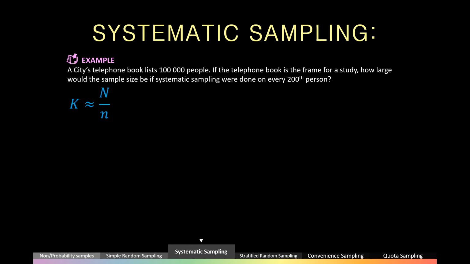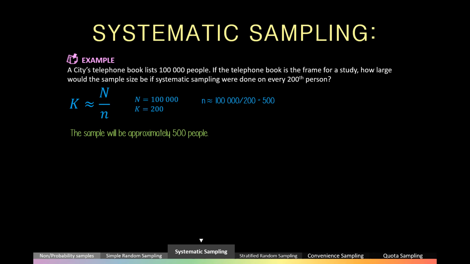In the next example, let us say that a city's telephone book lists 100,000 people, and our telephone book is our frame of study, so it's our population. We want to know how large our sample size needs to be if systematic sampling were done on every 200th person. Again, looking at our formula, it's just a simple change of subject, where our population is 100,000 and k is equal to 200, and we get the answer 500. So the sample will need to be approximately 500 people.